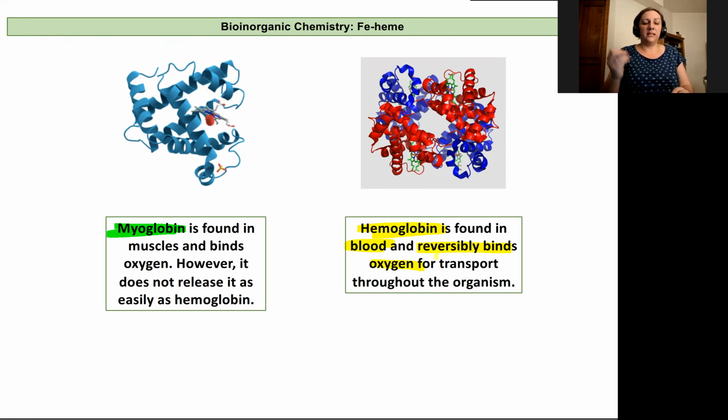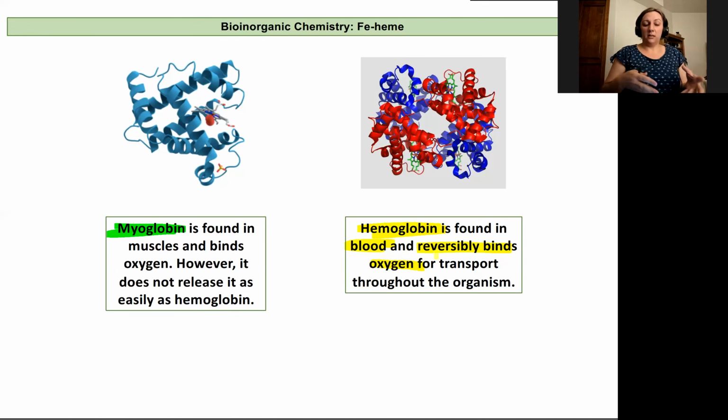And so that means in hemoglobin, that iron needs to form a coordinate covalent bond to the dioxygen molecule, and then be able to let it go reversibly. So it needs to be easily done both ways. It's easy to bind and easy to release.